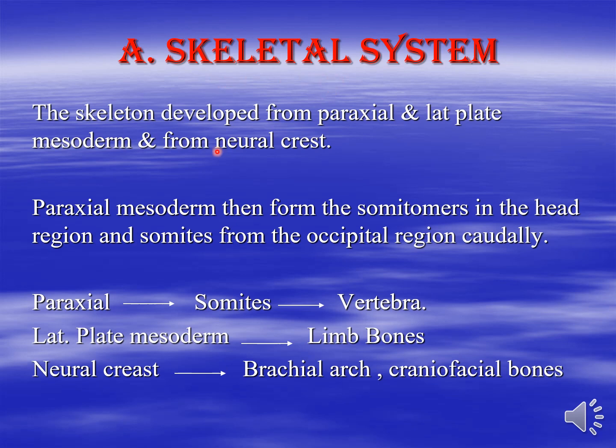Skeletal system developed from paraxial and lateral mesoderm and from neural crest. Paraxial mesoderm forms the somites in the head region and the somites from the occipital region caudally. Here is a summary: the paraxial part will give the somite, which will differentiate into the vertebra, while the lateral plate mesoderm will form the limb bones, and the neural crest finally will form the branchial arch and craniofacial bone.